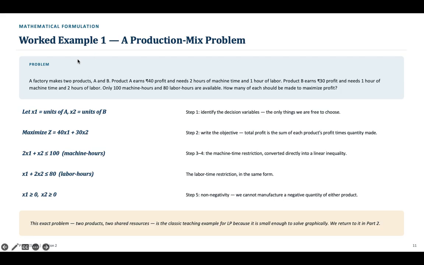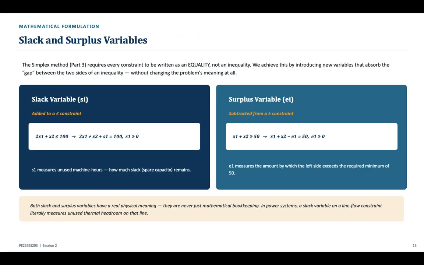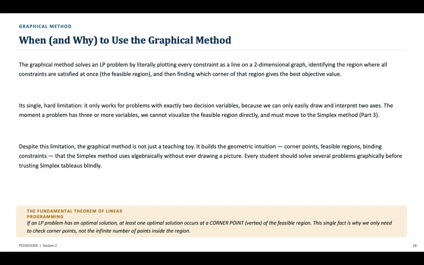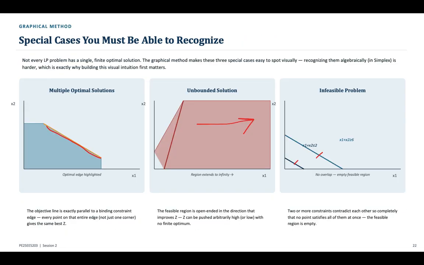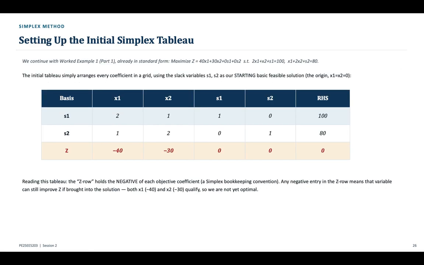This was the question: the factory makes two products, A and B. Product A earns 40 rupees profit and needs 2 hours of machining, and all these things we have discussed. We have discussed the two methodologies also, and the answers were the same. So we will try the third method now, that is the simplex method, for the same numerical. The question remains the same.